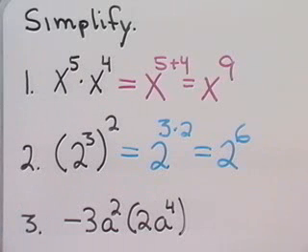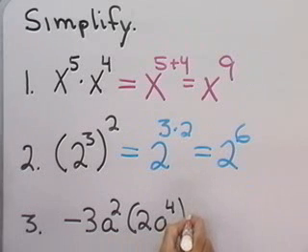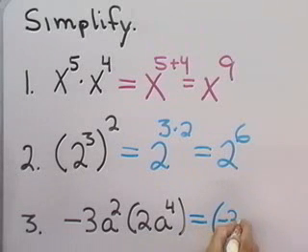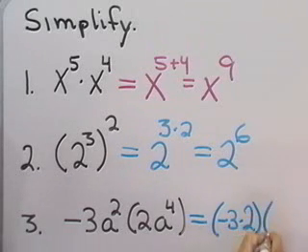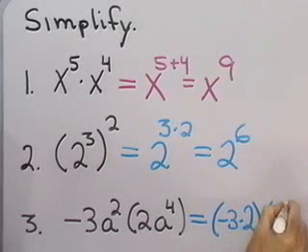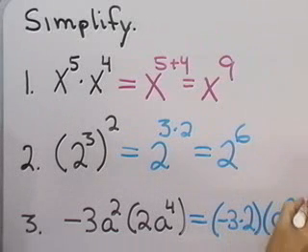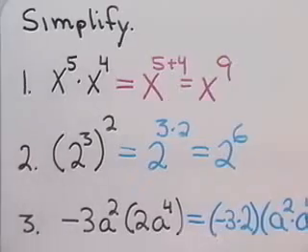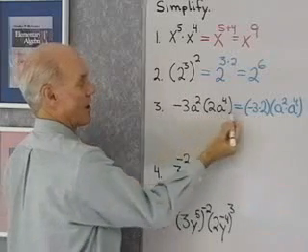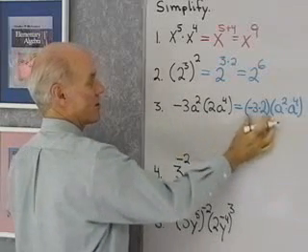I have negative 3a squared times the quantity 2a to the fourth. So I want to use my properties of exponents and also my commutative and associative properties. So I'm going to start by regrouping and writing this as negative 3 times 2. So I'll group the coefficients together, and then I'll group the variables with exponents together. A to the fourth times a to the second. So that's the commutative and associative properties. Since it's all multiplication, I can rearrange the order and I can rearrange the grouping.